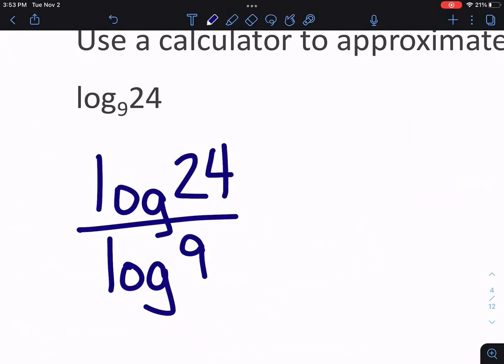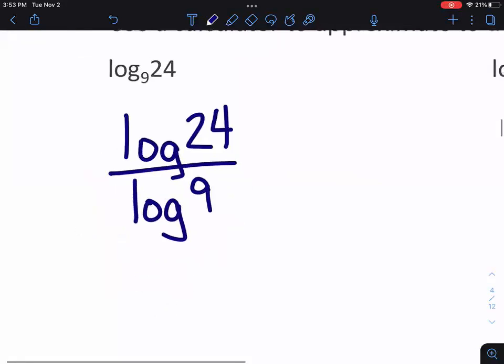And then I'm just going to type this into my calculator, log 24 divided by log 9. So make sure in this case that you're closing your parentheses. You should get a value of 1.446.